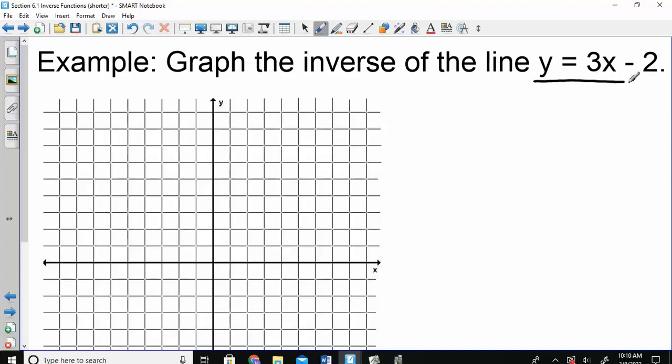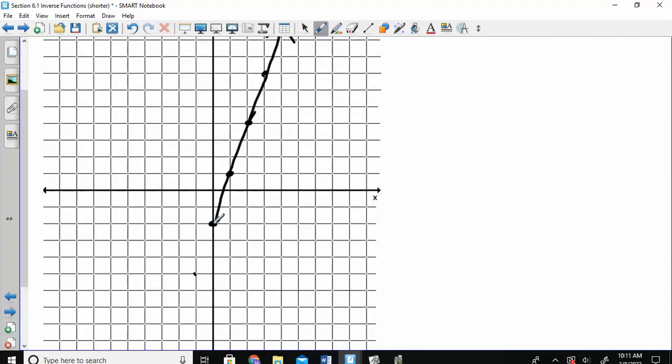So if I started with the line y equals 3x minus 2, how would I graph that line? Down 2. Start at negative 2, and then my slope is? Up 3 and 1. Okay. And if you need more than 1 point, you can just keep repeating that. Because I can't draw straight lines, so I have to. Okay, so if I graph this, this is my original function.